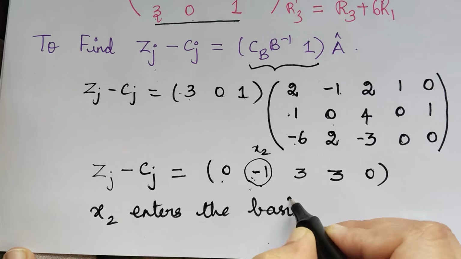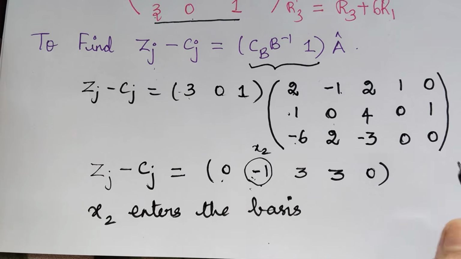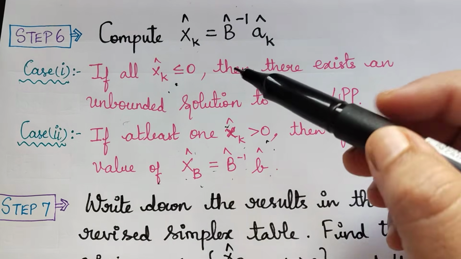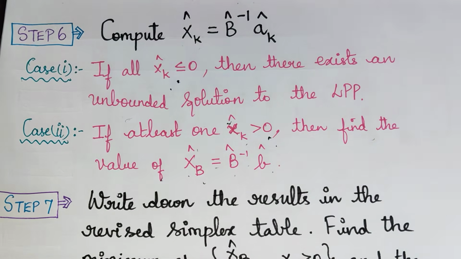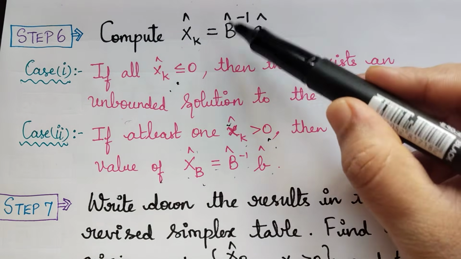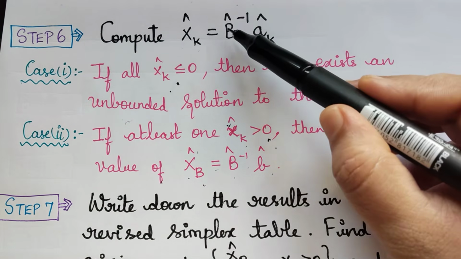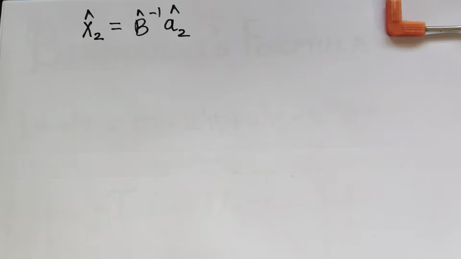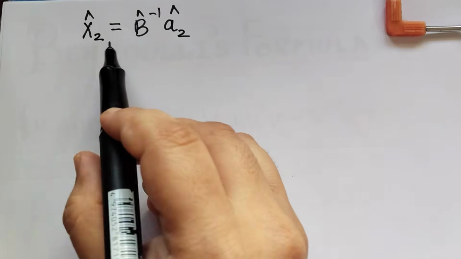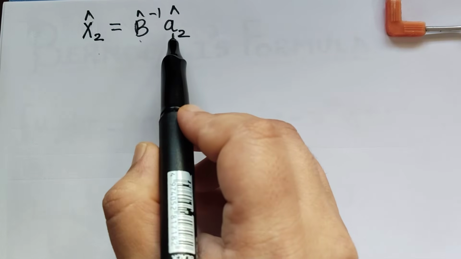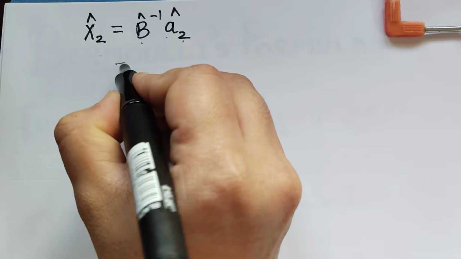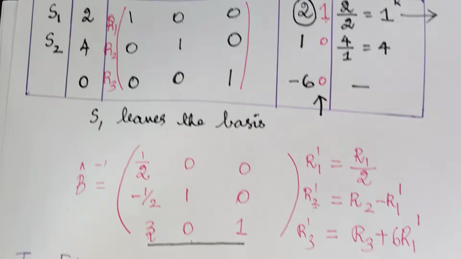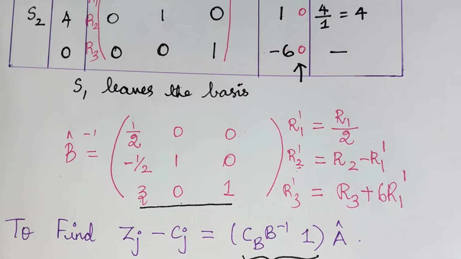Now after finding what enters the basis, we have to find what leaves the basis, for which we have to do step 6, that is, we have to find xk cap first. So let us find xk cap, which is equal to b cap inverse ak cap, where this b cap inverse will be the current b cap inverse that we have found. Since x2 enters the basis, we have to find x2 cap, which is equal to b cap inverse multiplied with a2 cap. And what is the current b cap inverse that we have obtained? It is this one. So this matrix we have to take and write.